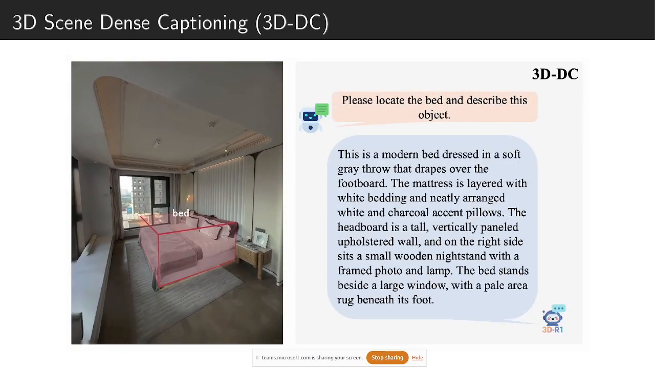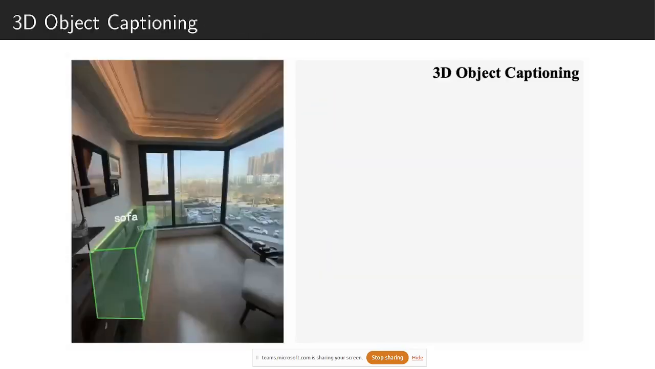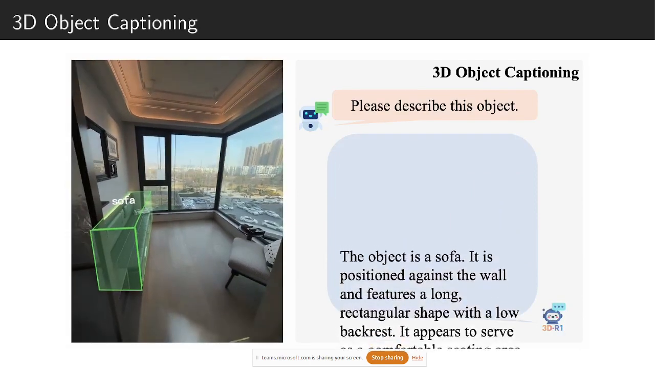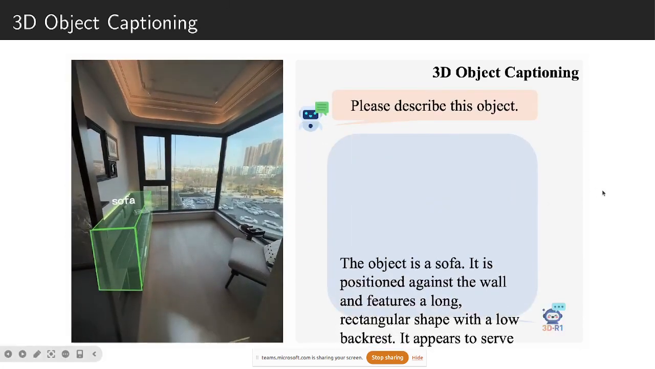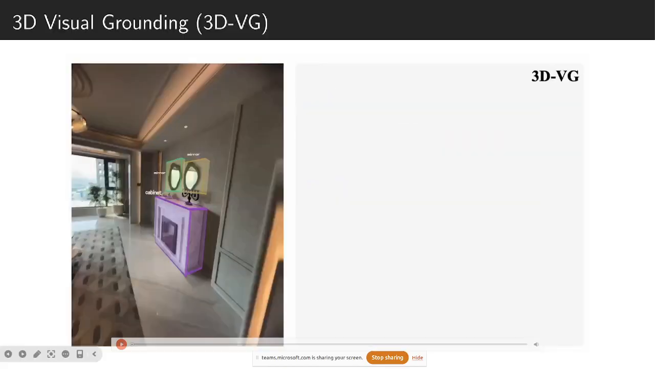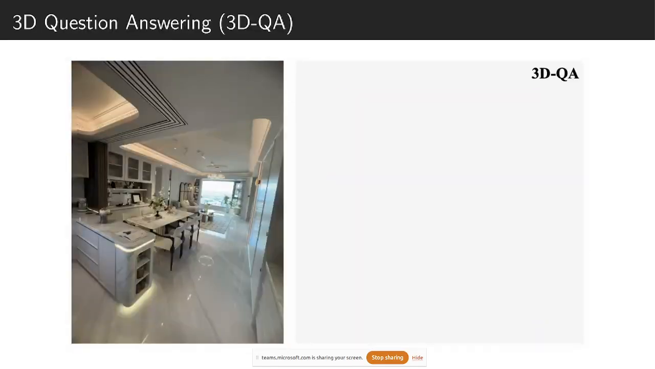Here's an example of 3D dense captioning. Sorry, let me just move on. Here is an example of 3D object captioning, where you give it an object and let the model describe it. There's a visual grounding task, and there's a QA task, and all good.